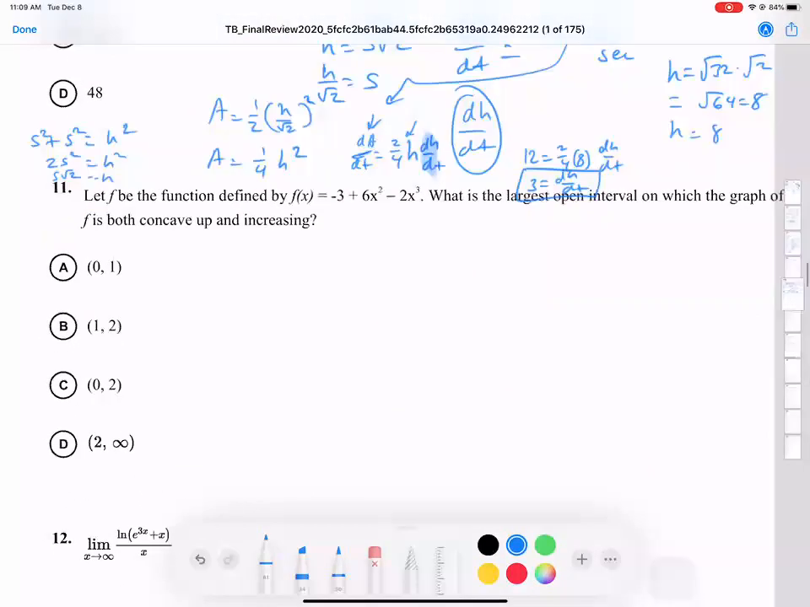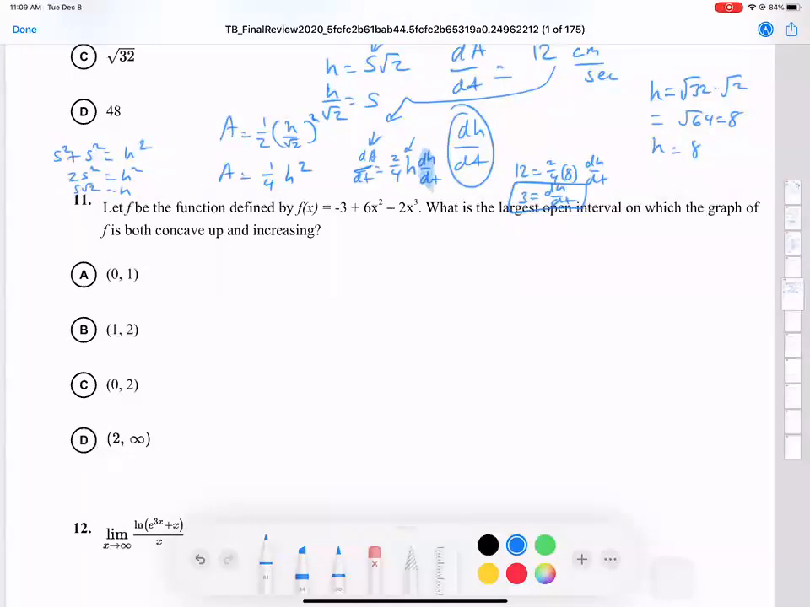Okay, let f be a function defined by this weirdness. What is the largest open interval where the graph of f is concave up and increasing? So this part is very tricky. We're looking for not only when it's concave up, but also when it's increasing. So how do I tell a function is concave up? That's the second derivative. How do I tell something is increasing or decreasing? That's the first derivative. So we're going to take a couple of derivatives.